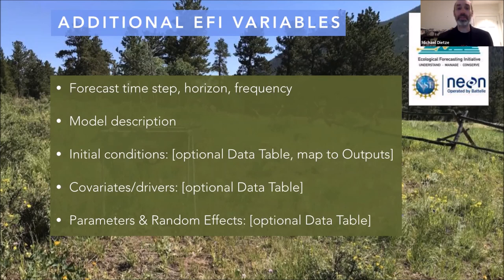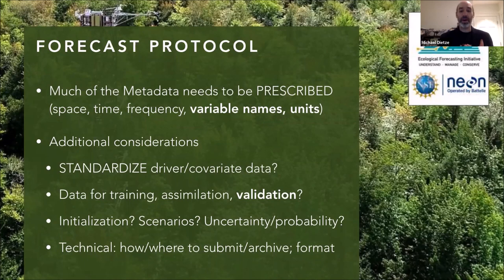Finally, when we consider the process of writing a protocol to describe a forecasting challenge, many of the same considerations need to be taken as we've discussed here in our output standards, such as spatial and temporal dimensions, the frequency of the forecast, the variable names and their units. Some additional things that need to be considered are things like, do you standardize the driver and covariate data across forecasts? What data is being used for the training of the model, for the simulation as it's running, and for the validation of the forecast as part of the competition?